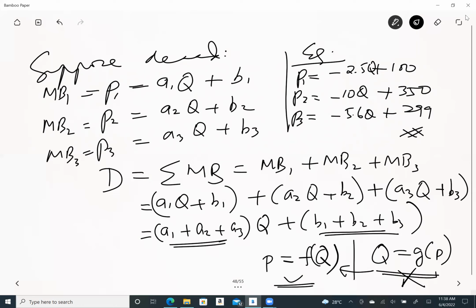So what you do, you just practice how to sum the demand function. All right? Okay. So let's continue with our discussion.